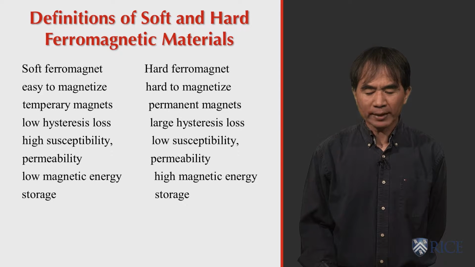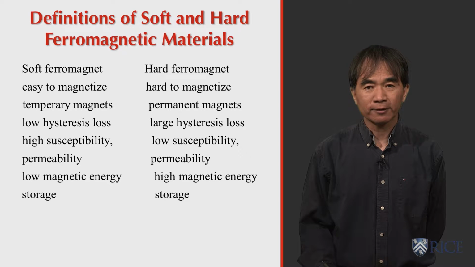A hard ferromagnet, in contrast with a soft ferromagnet, is very hard to magnetize. And it's essentially used as a permanent magnet. So that's why, for a north and south pole, you don't want to use a soft ferromagnet. You want to use a hard ferromagnet. It has a very large hysteresis loop, low susceptibility and permeability, and a very high magnetic energy storage.